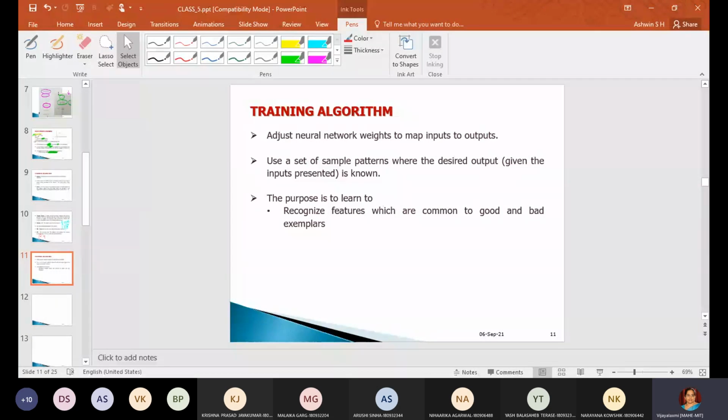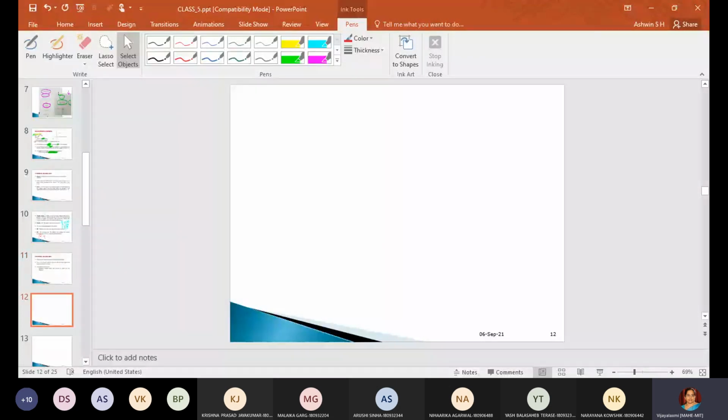So what does a training algorithm do? It adjusts the neural network's weights to map inputs to output. It uses a set of sample patterns where the desired output is known. The purpose is to learn to recognize features which are common to good and bad exemplars. Let us take one simple example and do it. All of you can take down this example.